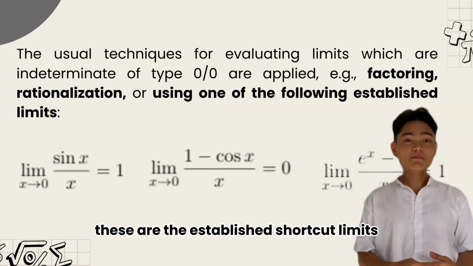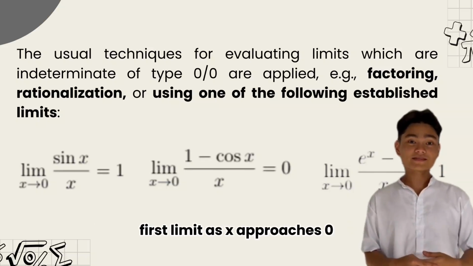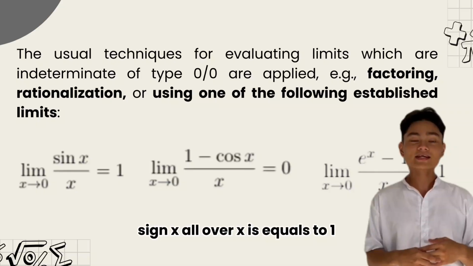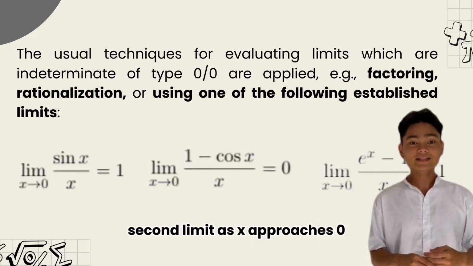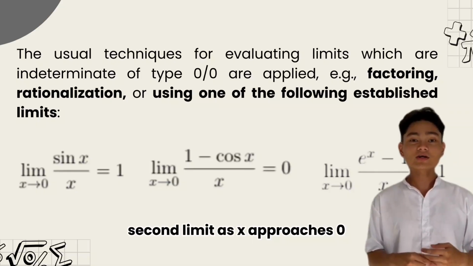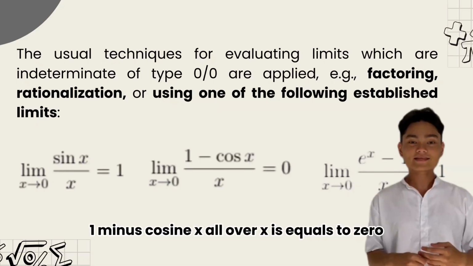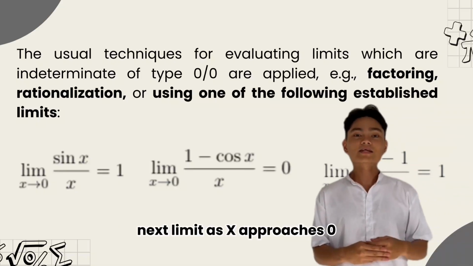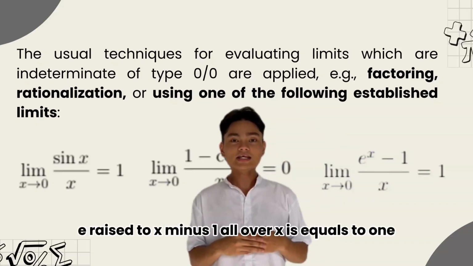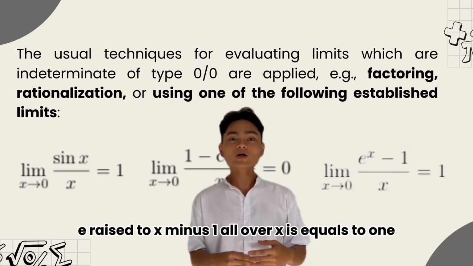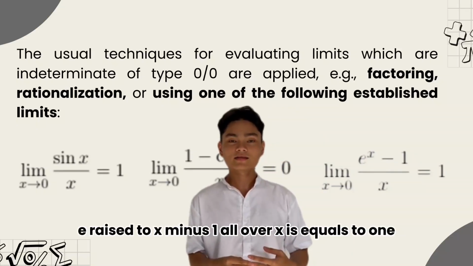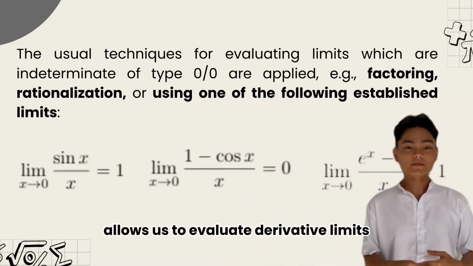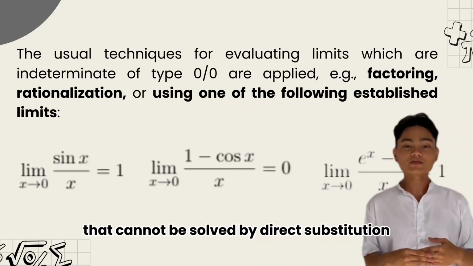These are the established shortcut limits. First, the limit as x approaches 0 of sine x over x is equal to 1. Second, the limit as x approaches 0 of 1 minus cosine x over x is equal to 0. Next, the limit as x approaches 0 of e raised to x minus 1, over x, is equal to 1. These shortcut limits allow us to evaluate derivative limits that cannot be solved by direct substitution.